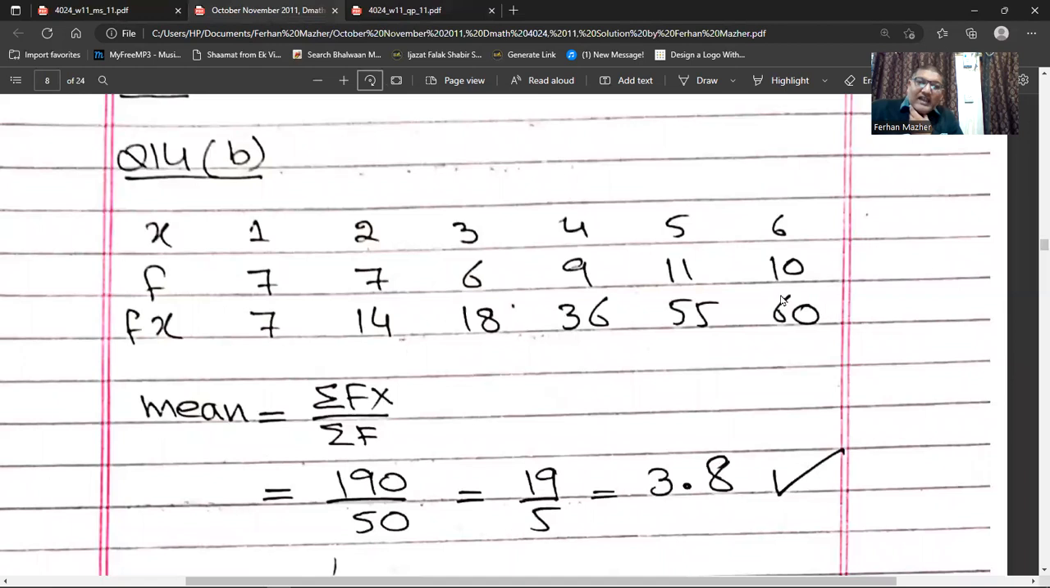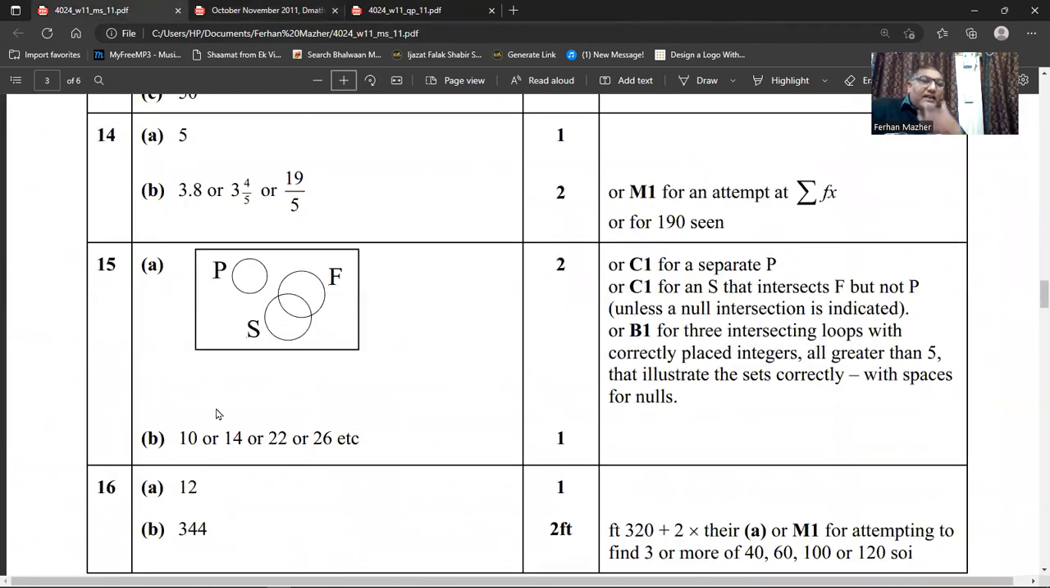So add all the fx and all the f. The mean will be summation fx divided by summation f. When I add up all these, 7 plus 14 plus 18 plus 36 plus 55 plus 60, that gives you 190. And when I add up all the frequencies, summation f, 7 plus 7 plus 6 plus 9 plus 11 plus 10, that makes 50. So 190 divided by 50, and the 0s cancel. So it is 19 by 5, which is 3.8. 3.8 is the right answer. Question number 16, 3.8.